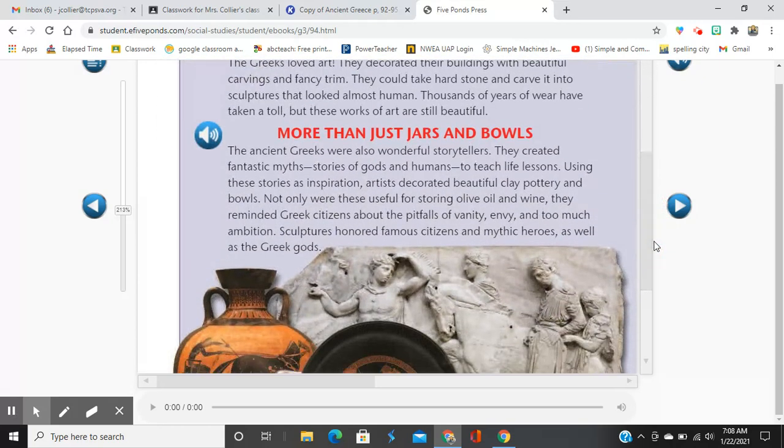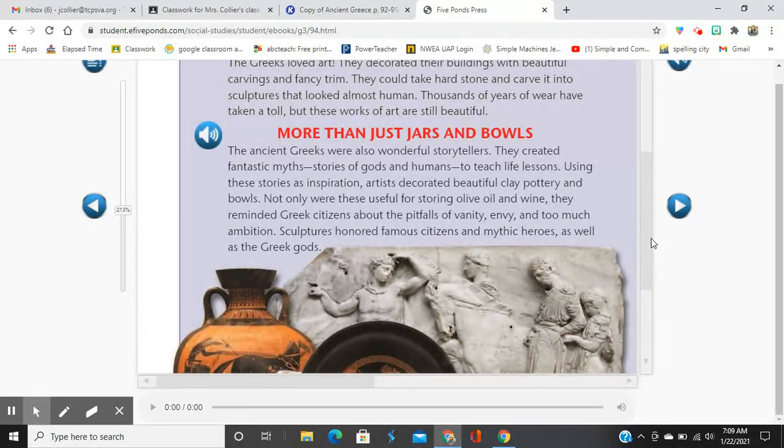And we have a subheading, more than just jars and bowls. The ancient Greeks were also wonderful storytellers. They created fantastic myths, stories of gods and humans to teach life lessons. Using these stories as inspiration, artists decorated beautiful clay pottery and bowls. Not only were these useful for storing olive oil and wine, they reminded Greek citizens about the pitfalls of vanity, envy, and too much ambition. Sculptures honored famous citizens and mythic heroes as well as the Greek gods.